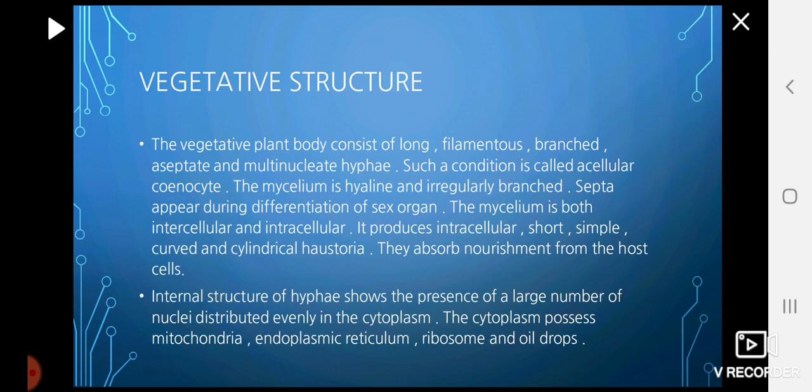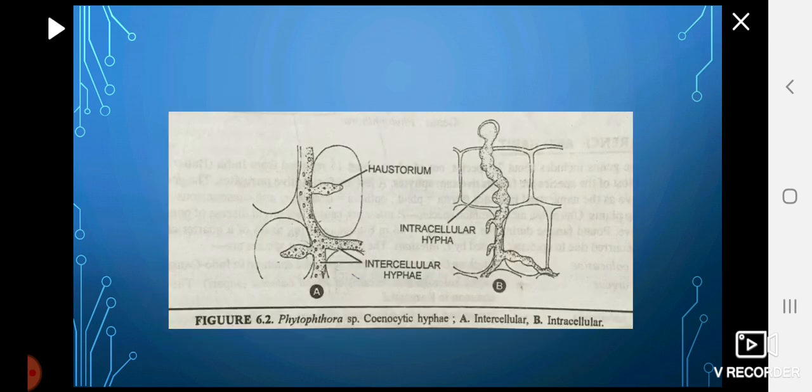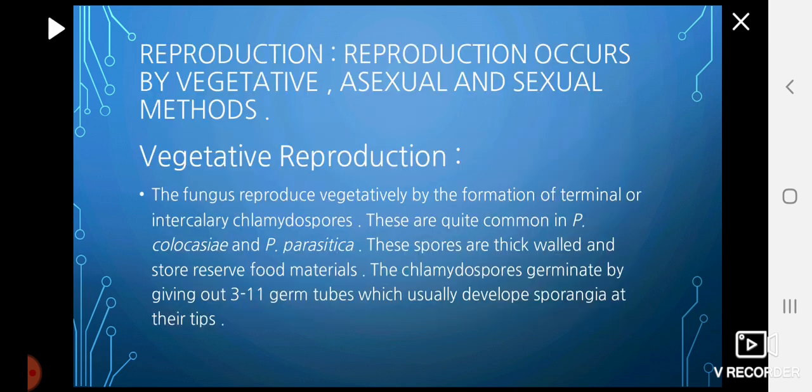Now, as far as reproduction is concerned, you can see here in the diagram that the hyphae grow in the intercellular spaces, and they produce haustoria which enter into the cells to get nourishment. Vegetative reproduction takes place by the formation of terminal or intercalary chlamydospores, and these spores are thick-walled and store reserve food material. They germinate by giving out 3 to 11 germ tubes which develop sporangia at their tips.